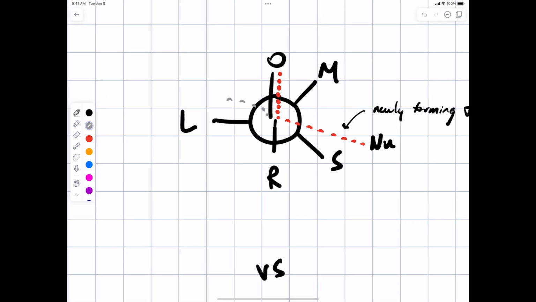We'll just do, and I'm only going to draw that part of the sigma star. There'd be another part of it here behind the nucleophile, but I'm not going to draw that if that's okay. Okay, fine, I will draw it.